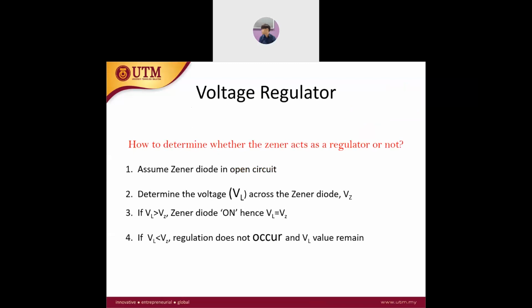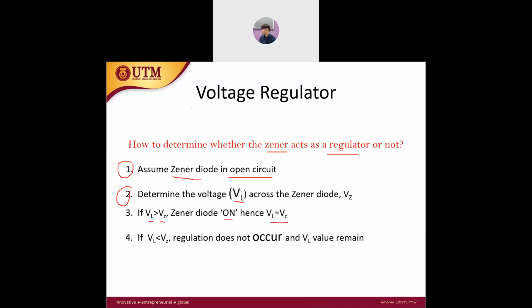How are we going to determine whether the Zener will act as a regulator or not? First, we must assume the Zener diode is in open circuit, meaning it is in the breakdown region, that is the reverse bias region. The Zener diode is standard to operate in the breakdown region. So we must assume the Zener diode in open circuit for the first step. Second step, we determine the load voltage, VL, across the Zener diode, VZ. If our load voltage is greater than VZ, our diode will be turned on. Turned on here doesn't mean forward bias, it's turned on in terms of operating in the breakdown region, which is in reverse bias. Hence VL is equal to VZ.